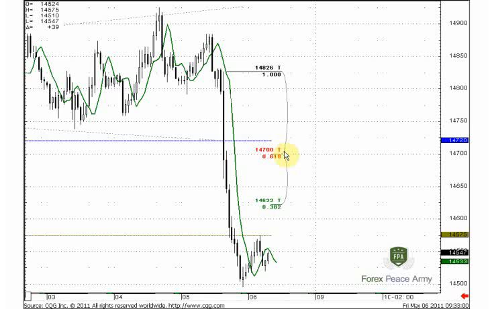So I think that we should not marry any position to the release of non-farm payrolls today. I think that we should try to trade short-term trades on the intraday charts.